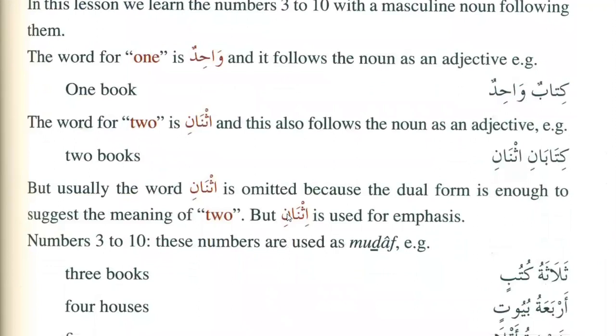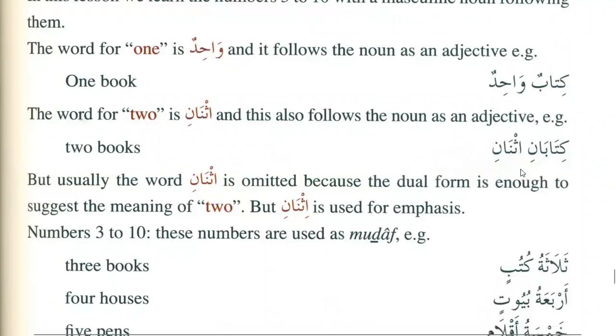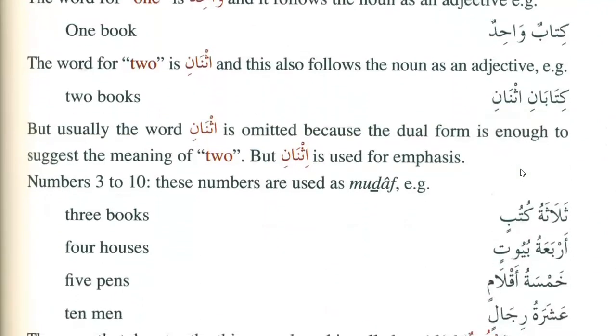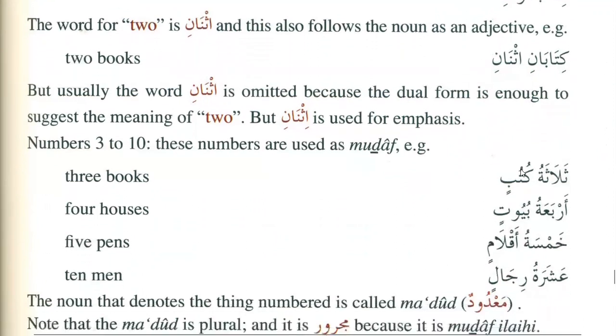The word two is itnani, and this also follows the noun as an adjective. Kitabani, two books. But usually the word itnani is omitted because the dual form means two, but itnani is used for emphasis.